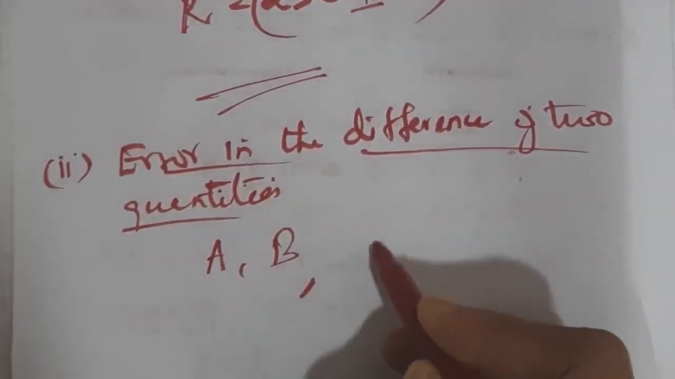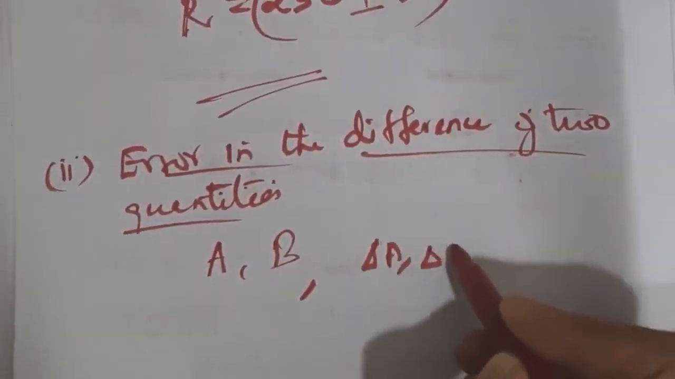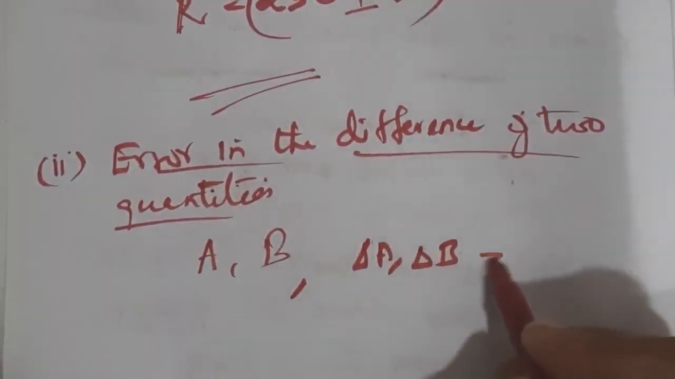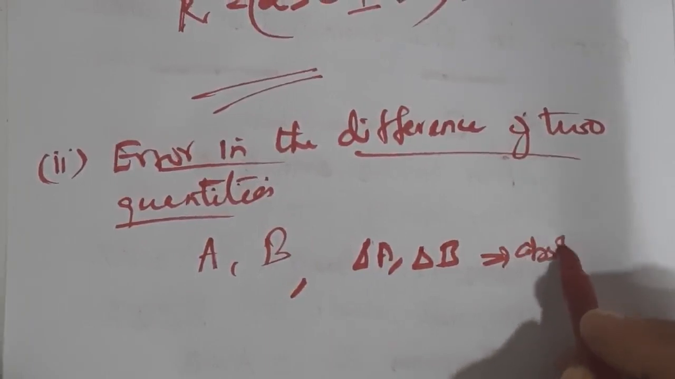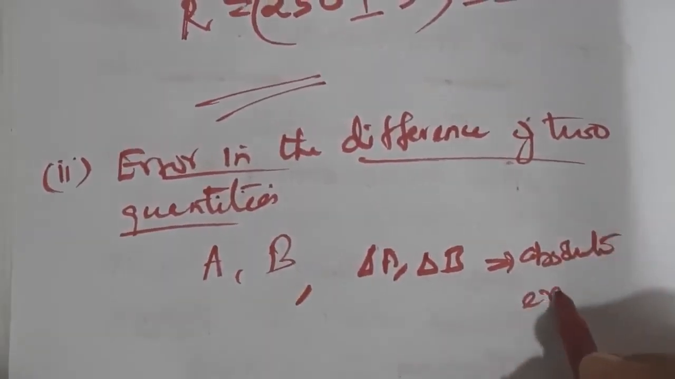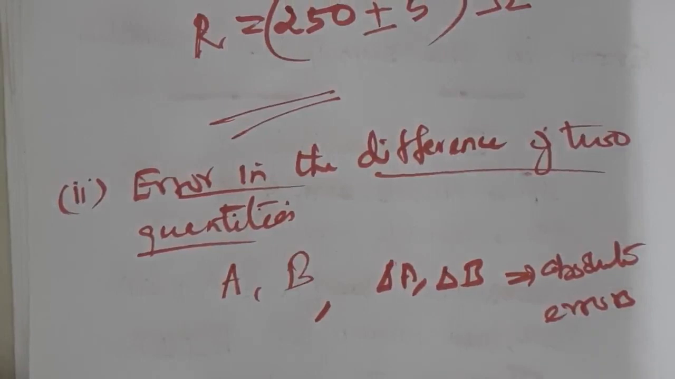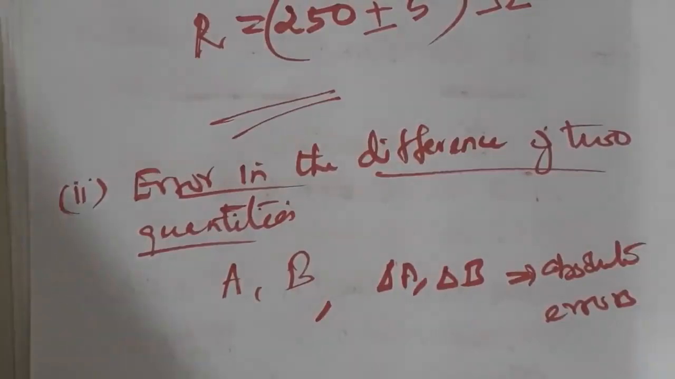So delta A and delta B are the absolute errors. A and B are the two quantities. So how can we find the errors in the difference of two quantities?